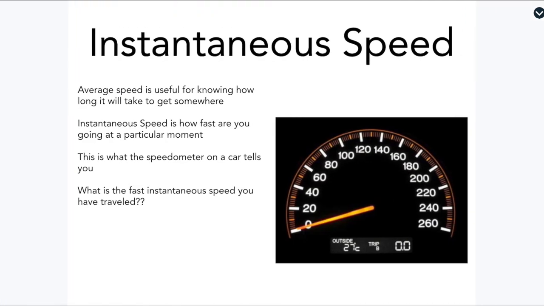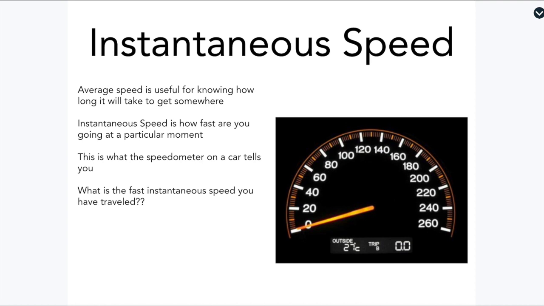All right, so instantaneous speed. Now, average speed is useful for knowing how long it's going to take to get somewhere. However, instantaneous speed is how fast you are going at a particular moment. So think back to that bicycling example that we used where the guy was going, I think it was like 17 kilometers an hour. If a cyclist travels 60 kilometers in some amount of time, the question is: is the cyclist traveling at a constant speed the entire time, or did the cyclist stop at some point and take a water break? Did the cyclist blow a tire? Did the cyclist slow down when going up a hill?